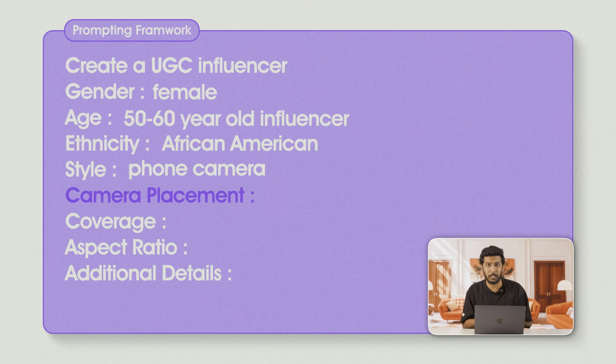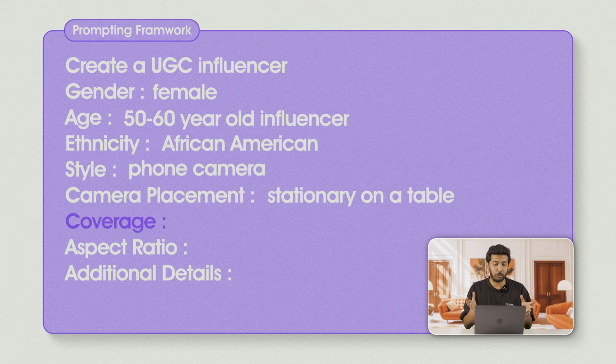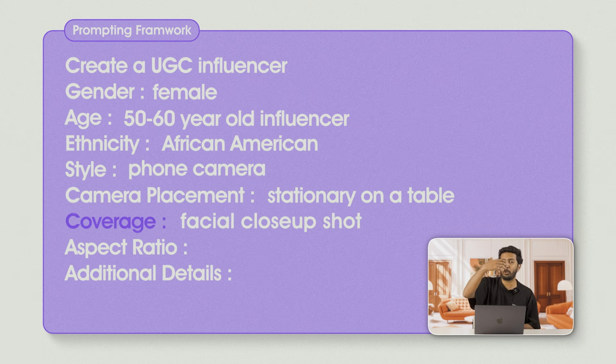Next up, we have camera placement. Do you want your influencer holding the phone like a selfie stick, or do you want the camera stationary on a table or somewhere like that? Next up, we have coverage. Coverage is how much of the influencer's body is shown in that image. Is it a half body shot? Is it a facial close-up shot with only the shoulders showing? Or is it a full body shot?